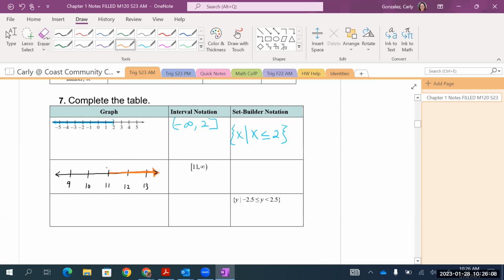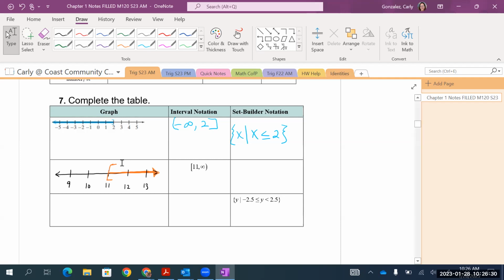Similarly, I could have done a closed circle. This would also be an acceptable graph. I'll go ahead and leave it as a bracket because it goes nicely with interval notation. And now we need to write an inequality and put it into set builder notation.